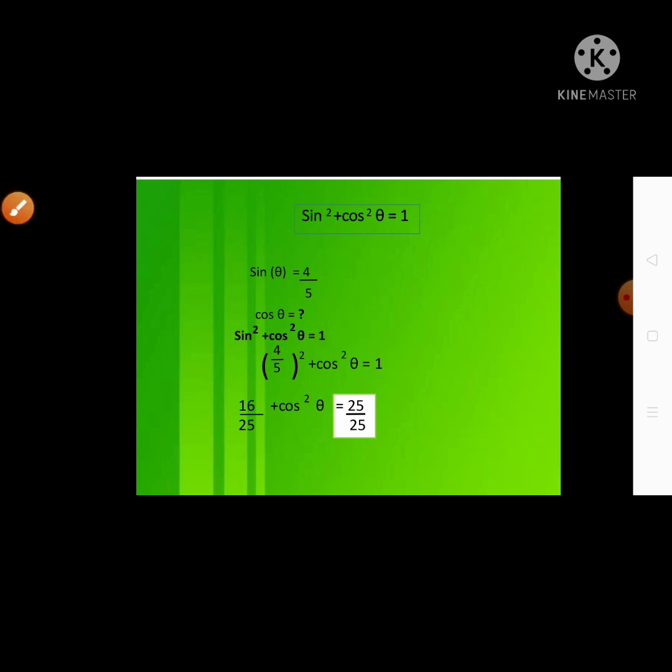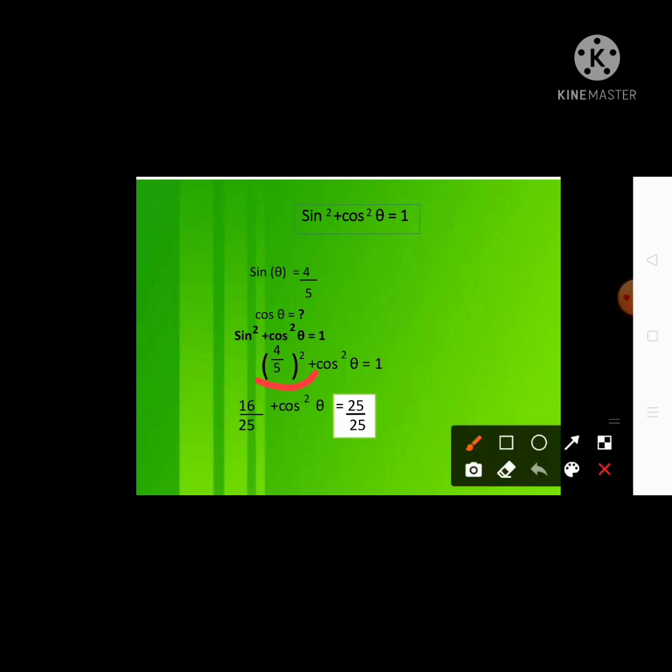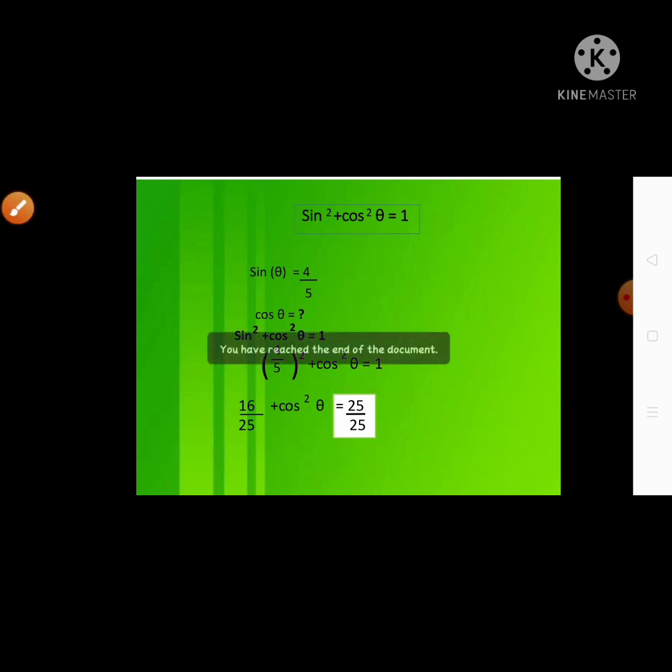So 4 times 2, 4 squared is 16, and 5 squared is 25, plus cosine squared theta is equal to 1, which is 25 over 25. So cosine squared theta is equal to 25 over 25 minus 16 over 25. This is the final answer. That's all.